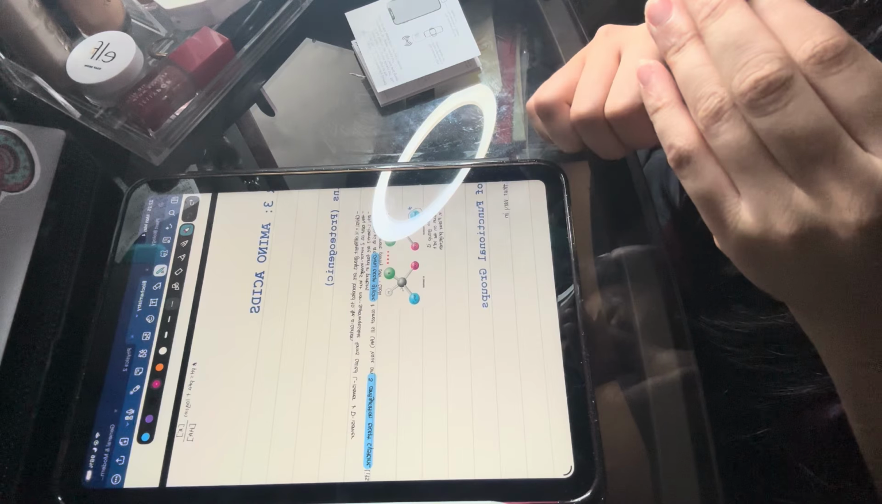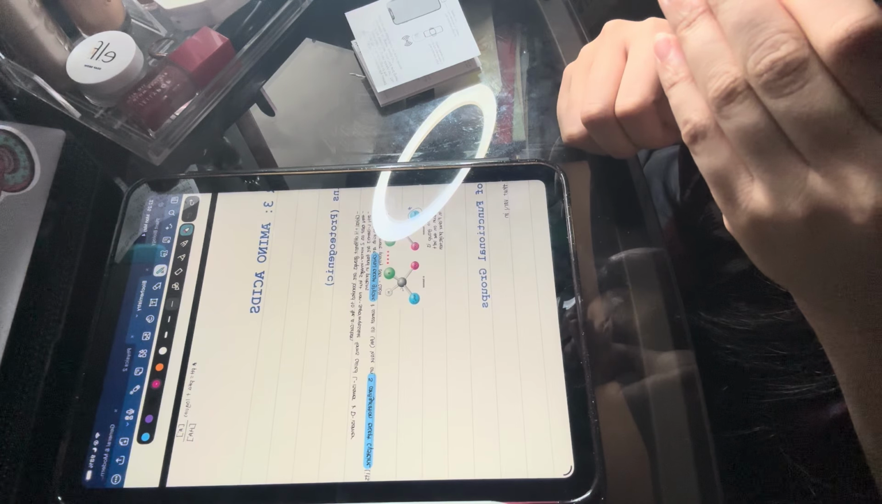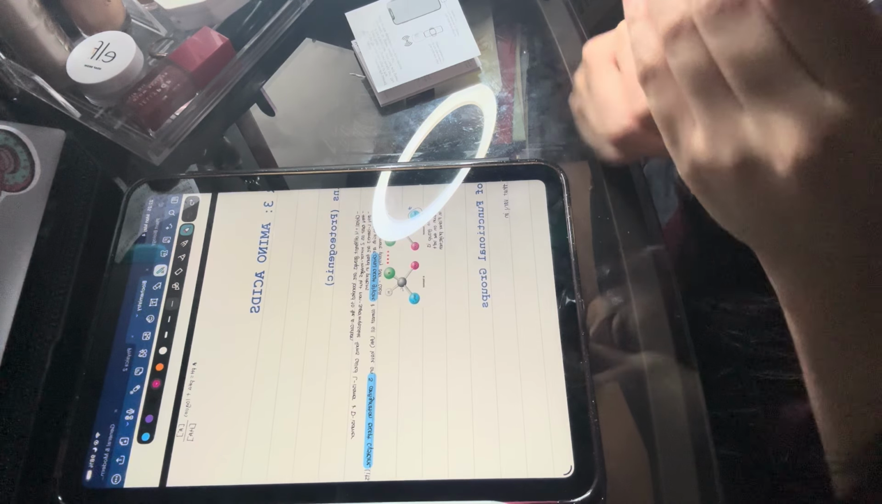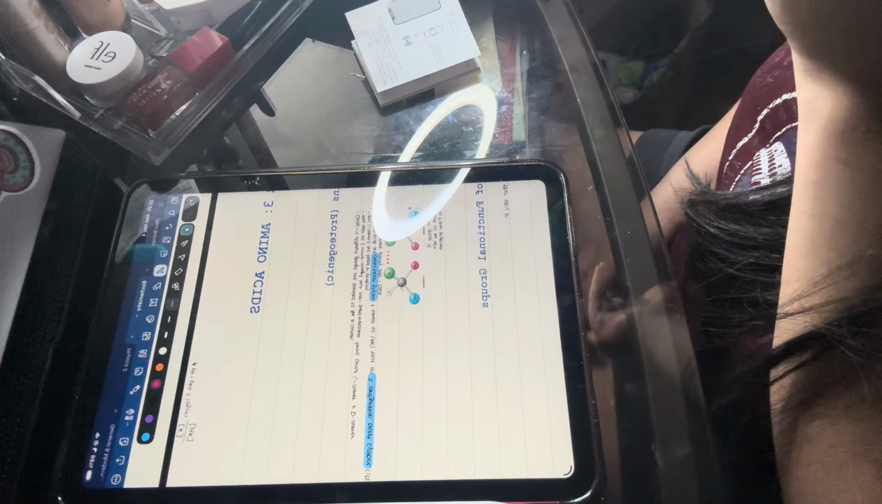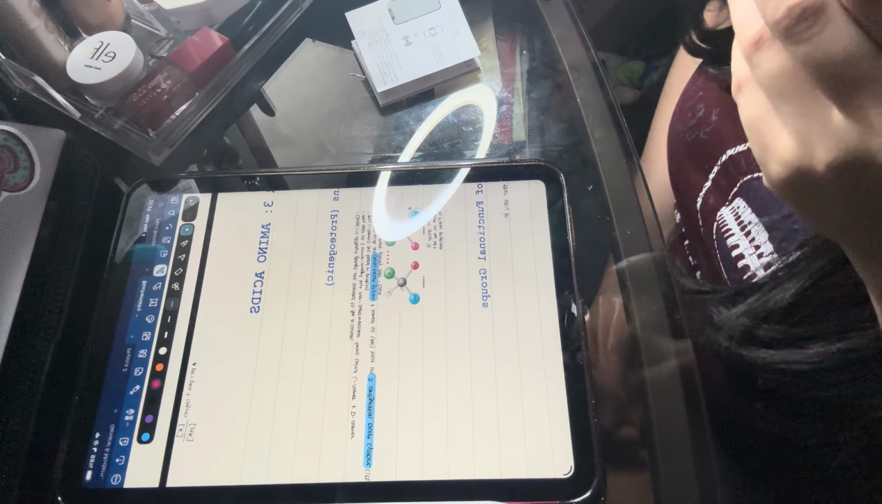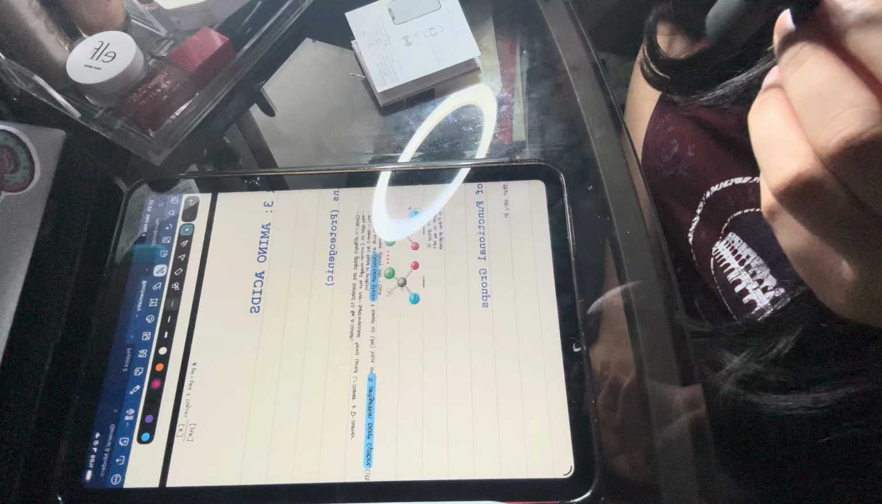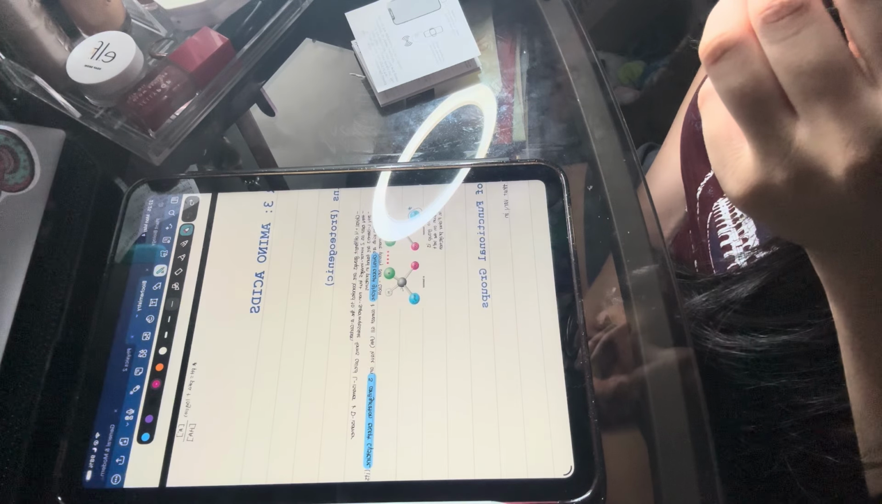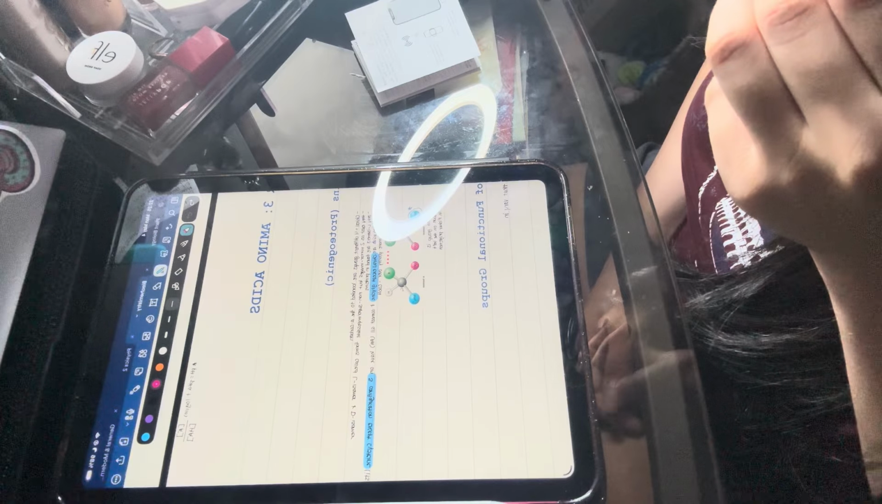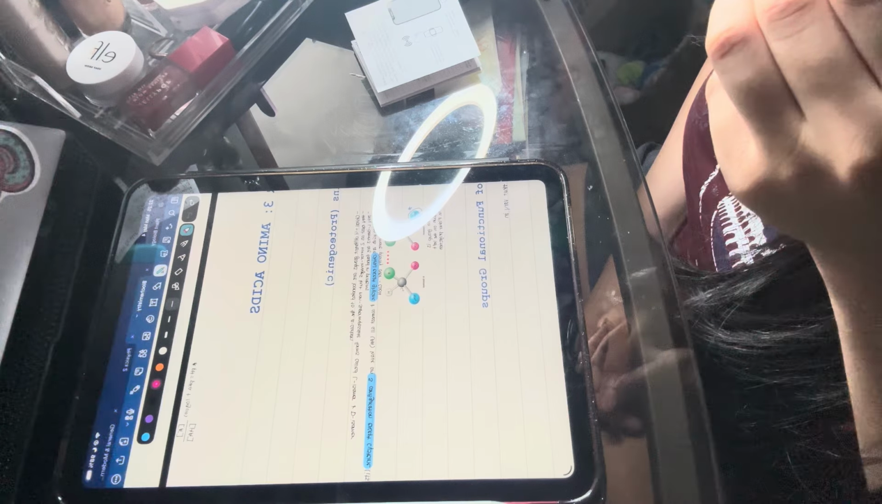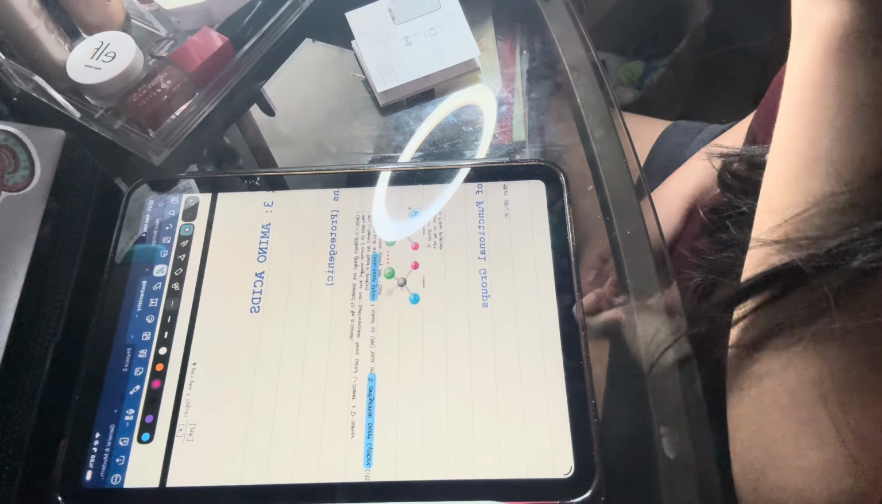L isomers is when the amino group is drawn on the left in the Fisher projection. D isomers is when the amino group is drawn on the right of the Fisher projection.